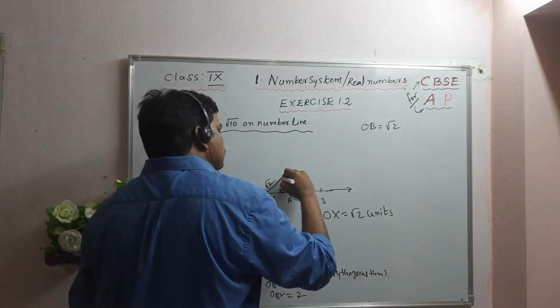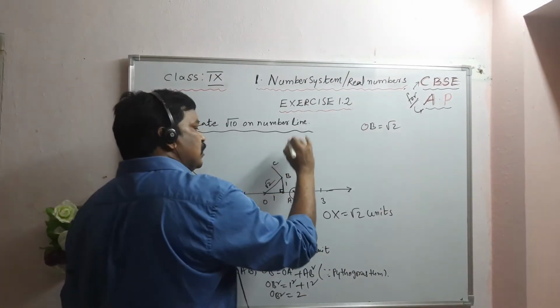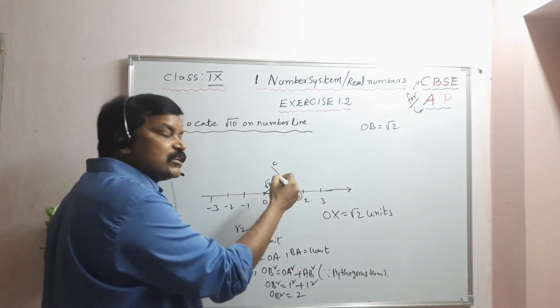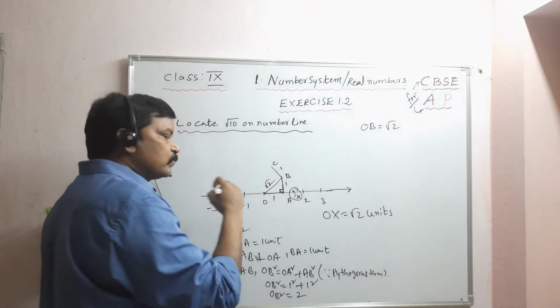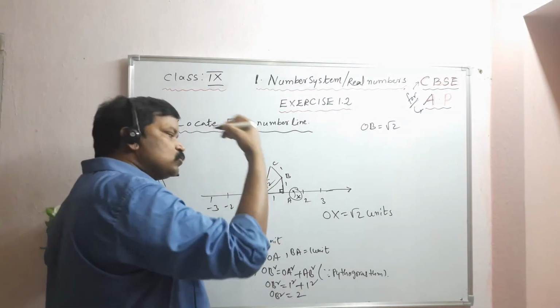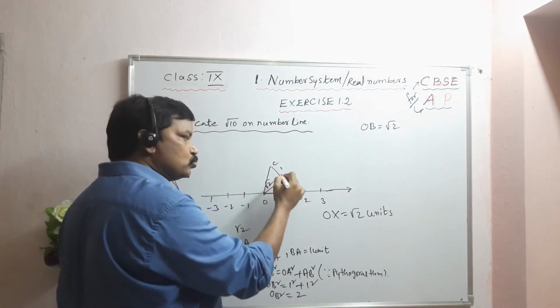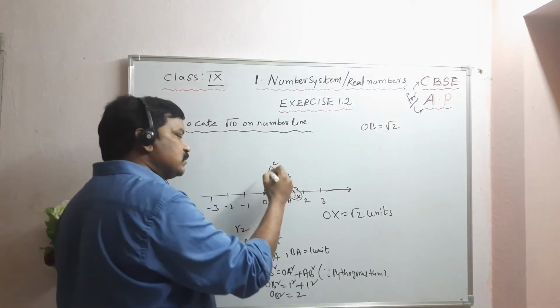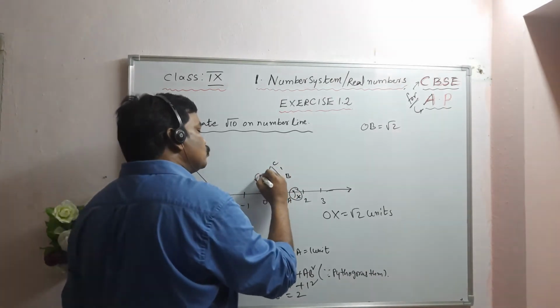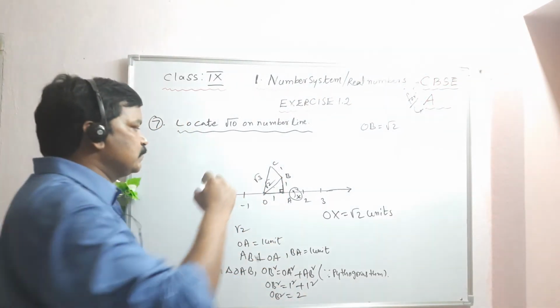Similarly for root 3 also, again take another perpendicular, that BC is equal to 1 unit. Now again join this OC by using Pythagorean theorem. This is root 2, no? This OB is root 2, BC is 1 unit, so OC is root 3 units. We will continue the process like that.